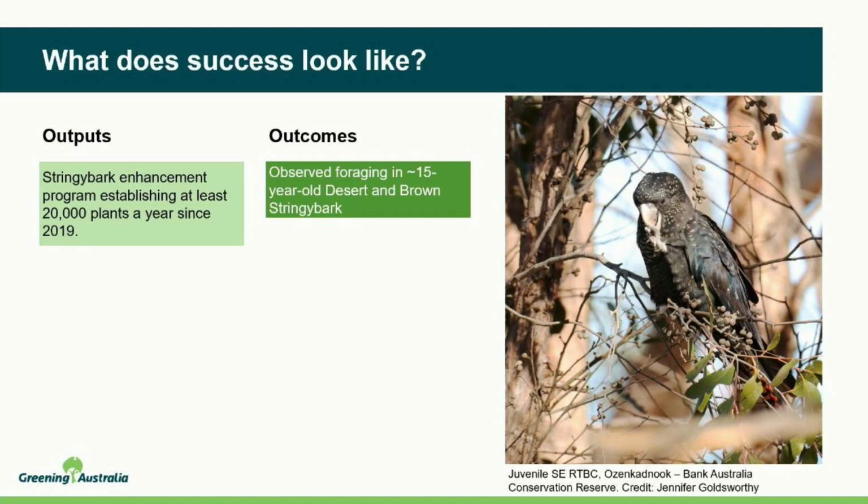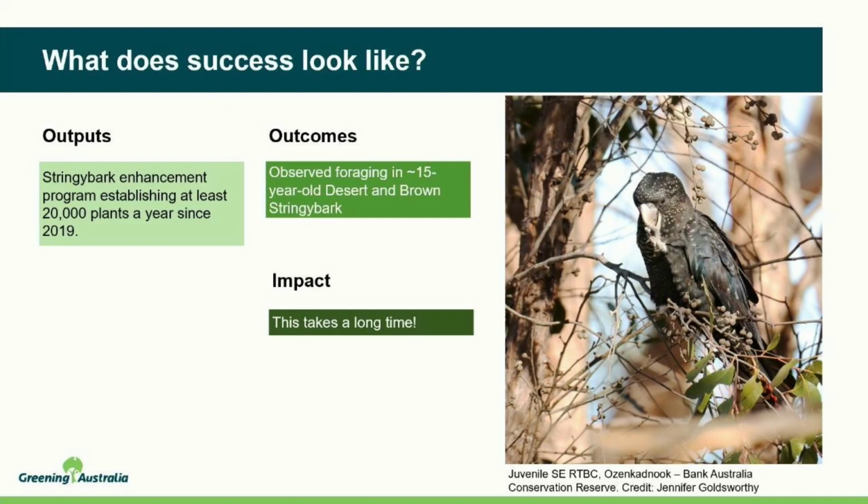So we've observed that it takes about 15 years for southeastern red-tailed black cockatoos to turn up in these revegetated areas and for food to be available for them. So this image was taken at the Bank Australia Conservation Reserve in 15-year-old stringybark revegetation, and there's a nice plentiful seed crop there for that species to enjoy.